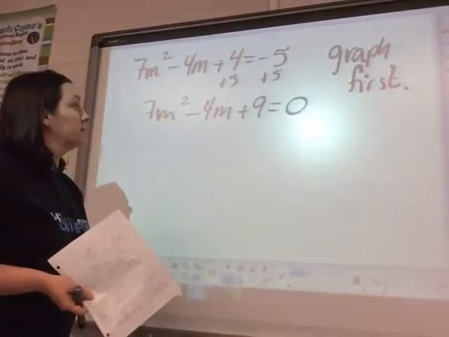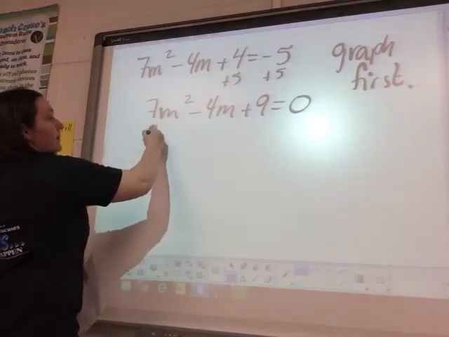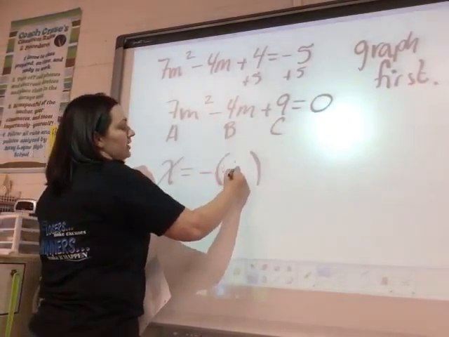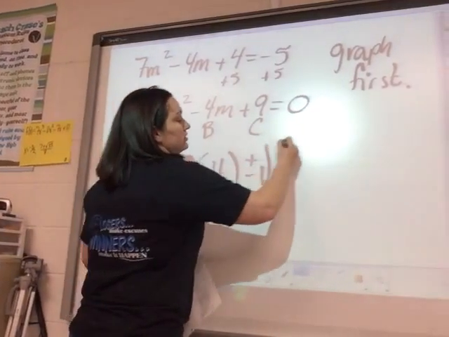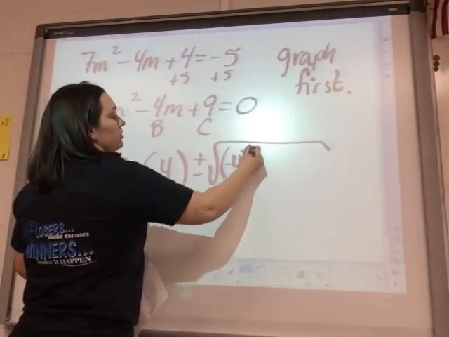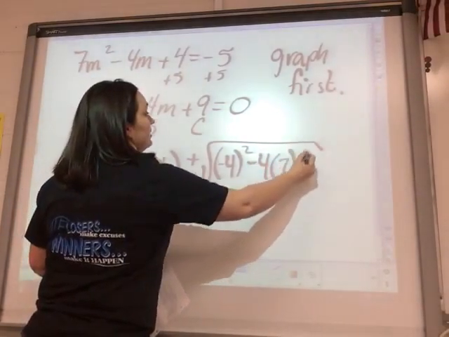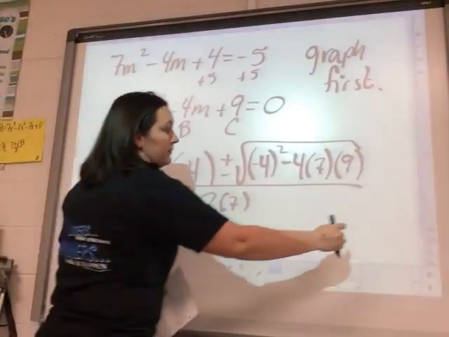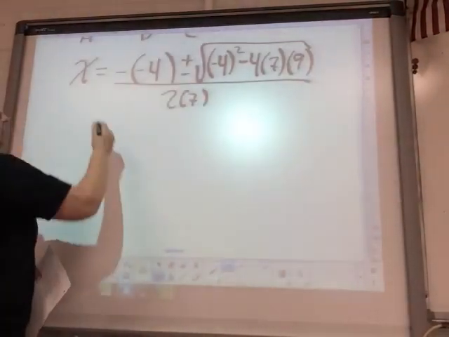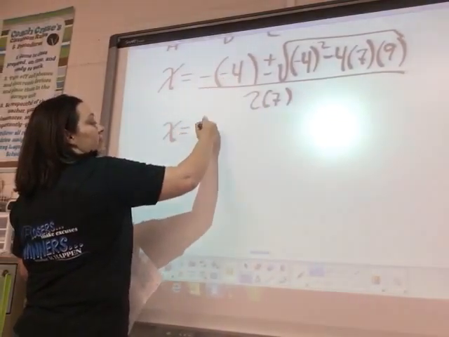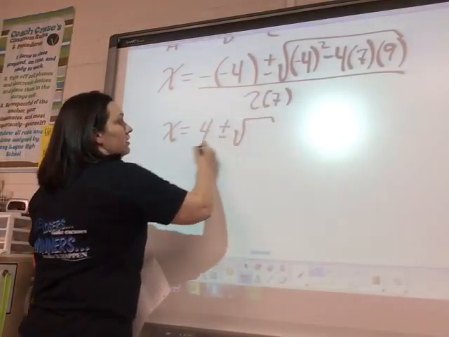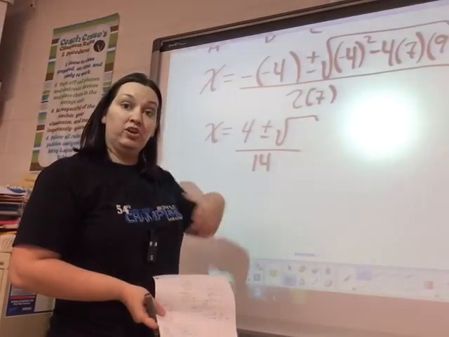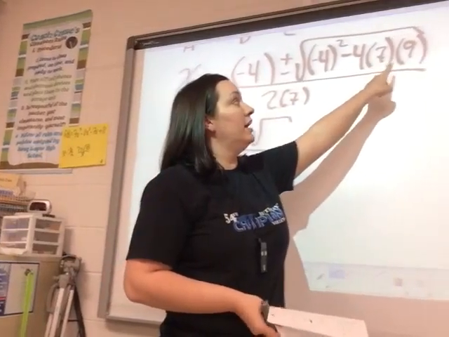Let's go do that. So here we go. We got our A, our B, our C. X equals negative b, so negative, negative 4, plus or minus the square root of negative 4 squared minus 4 times 7 times 9, all over 2 times 7. Let's simplify. A negative negative makes a positive. 2 times 7 is 14. Again, I left the discriminant a little bit blank for now. You're going to figure it out in the calculator, or you're going to do it in your head, either or.